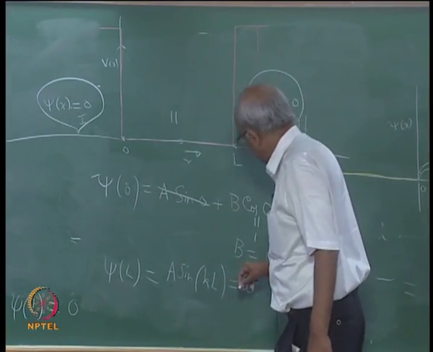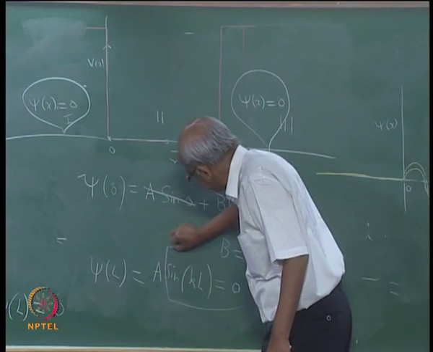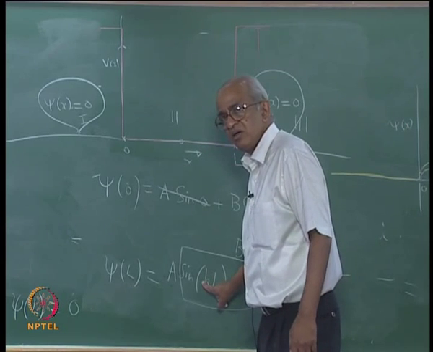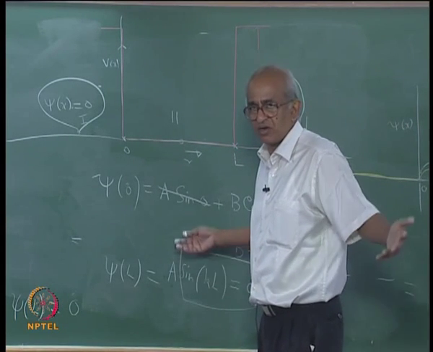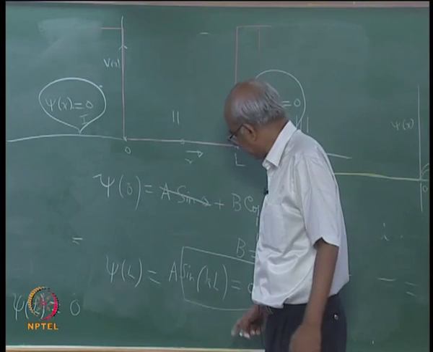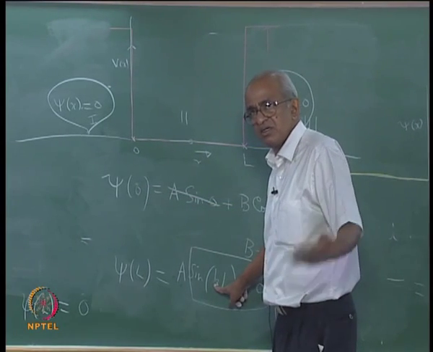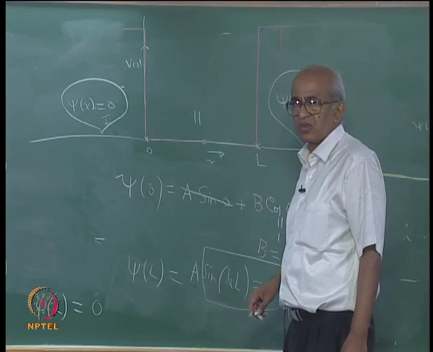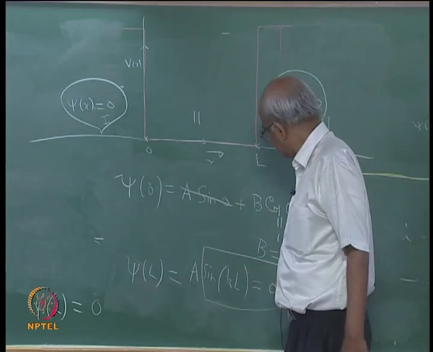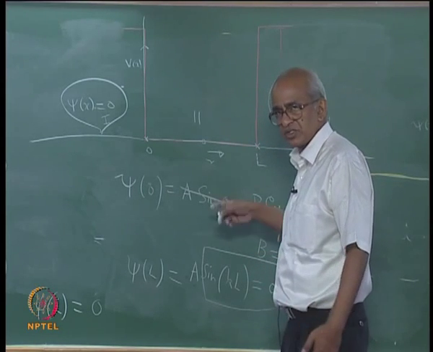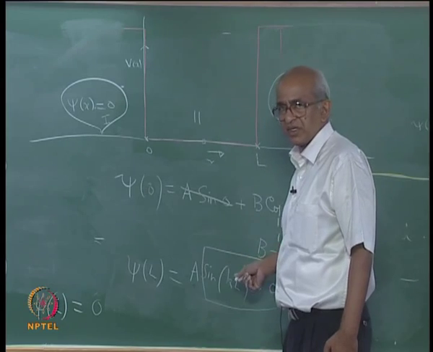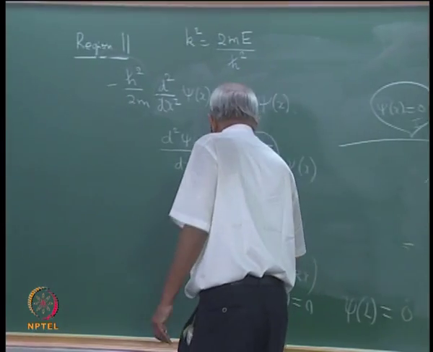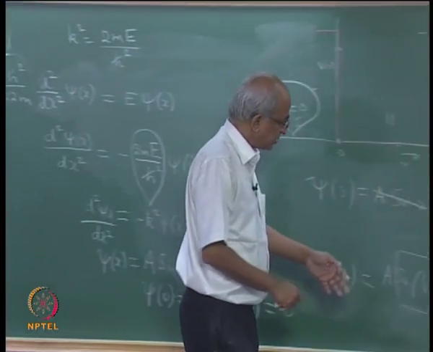So, therefore, the only possibility is that sin kL must be equal to 0. That means, the value of k, see, L is the length of the box, that we cannot change. We have a box of a given length, but this k is something that we can choose. So, we have to have sin kL equal to 0. Only if sin kL is equal to 0 would I get an acceptable solution of my time independent Schrodinger equation. So, if kL is equal to what would this be satisfied?